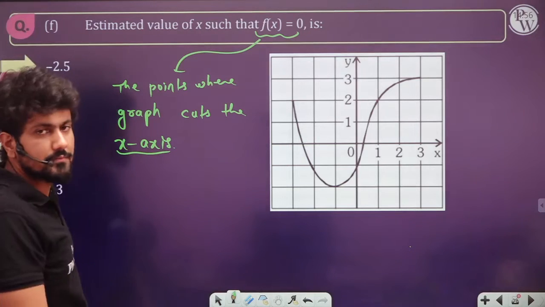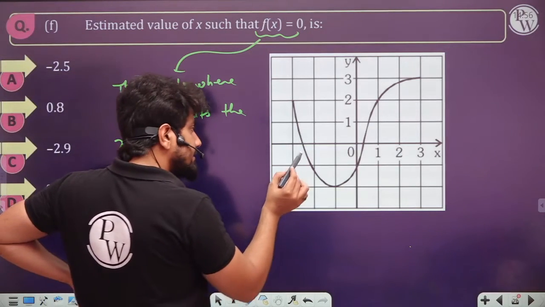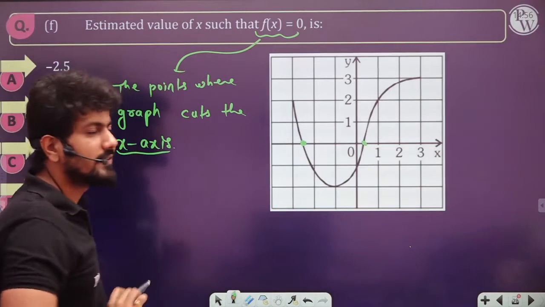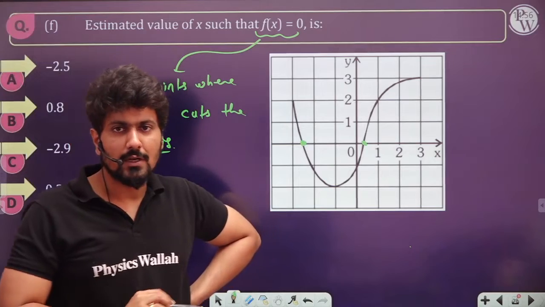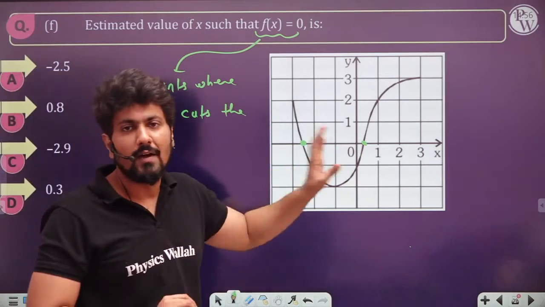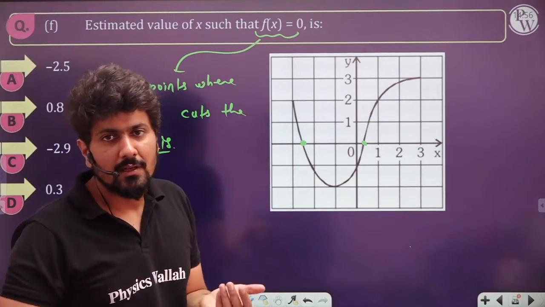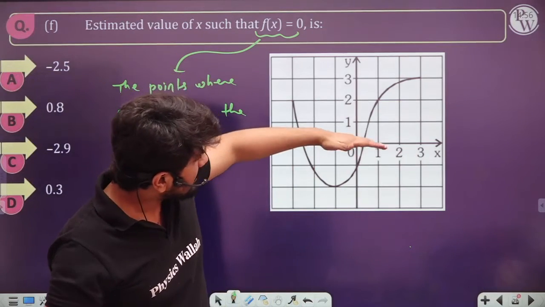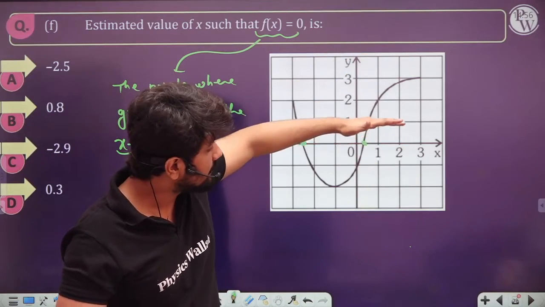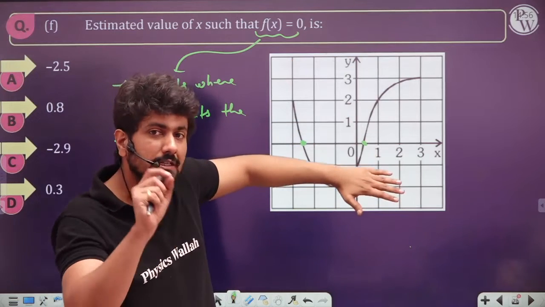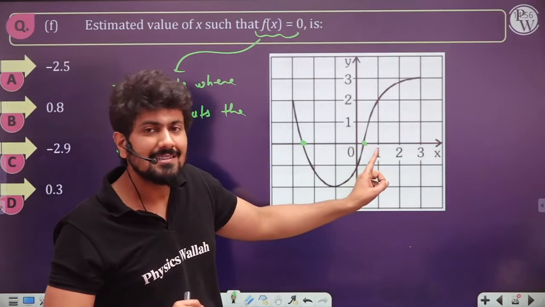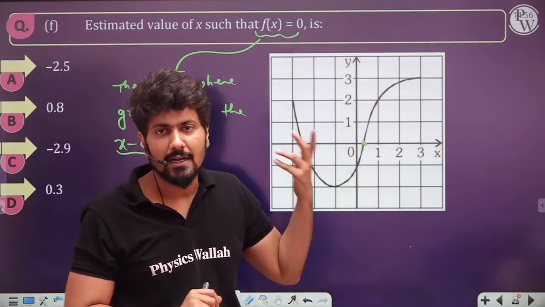That's the thing. So we know that the graph is cutting the x-axis at this point and then again at this point. These are the 2 points where the graph is cutting the x-axis. So that's what they are asking us. What's the value of x where the value of the function becomes 0? See, you need to understand. When the graph is above the x-axis, the value of the function is positive. When the graph is below the x-axis, the value of the function is negative. And when the graph cuts the x-axis, the value of the function is 0 in that case.